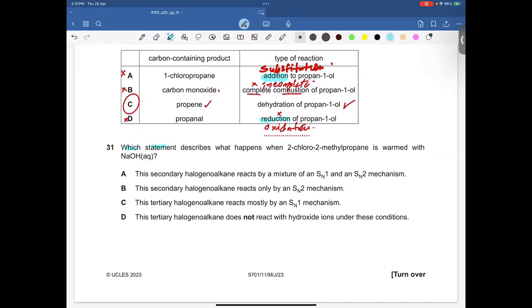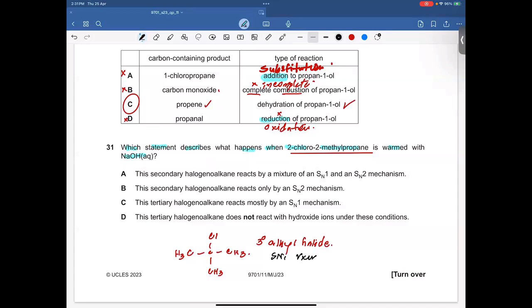Question 31. Which statement describes what happens when 2-chloro-2-methylpropane is warmed with NaOH? Let me make the structure first for 2-chloro-2-methylpropane. Propane has 3 carbon atoms. We have 2-chloro, which means on the second carbon we have chlorine. We have 2-methyl, which means on the second carbon we have CH3. Now satisfy the carbon with hydrogens, which means this is a tertiary alkyl halide, a 3-degree alkyl halide, and a 3-degree alkyl halide always undergoes an SN1 reaction.